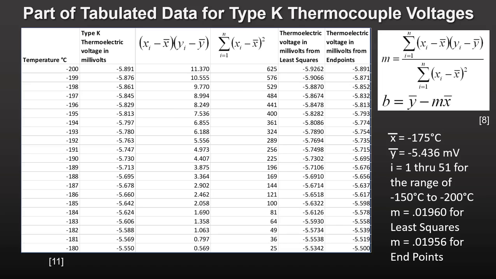The difference in the slopes calculated using the least squares and endpoints method is tiny, only 4 times 10 to the negative fifth millivolts per degree C. However, these methods also create different y-intercepts. When you combine the differences, you get surprisingly different lines fit through the data points, as shown on the next slide.